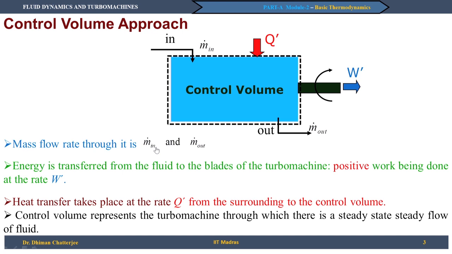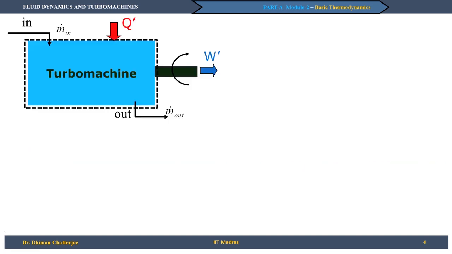In case of turbo machines, there is a steady state steady flow, which means there is no accumulation of mass inside the control volume. So, whatever mass comes in also leaves, and we will follow this steady state steady flow energy analysis. So, let us look at turbo machines.